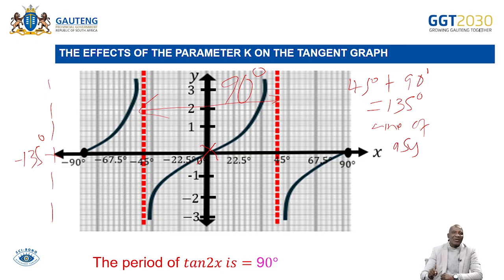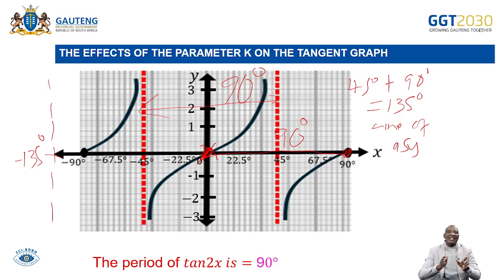Then the graph itself will exist. If you check, it cuts at 0 here. It cuts again at 90. Again, this intercept is after 90 degrees. Everything is happening after 90 degrees. What does this mean? It means the new period is now 90 degrees. The new period is now 90 degrees. That's the effect of these two in this tangent graph.